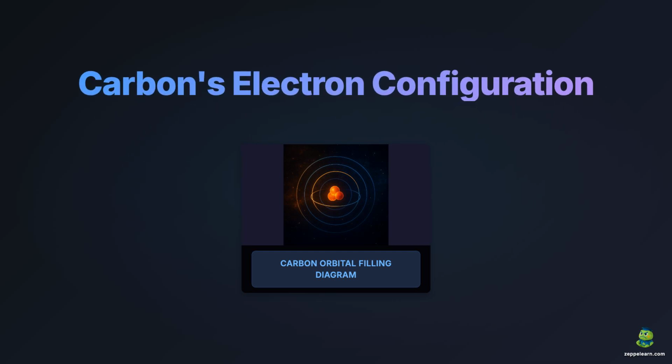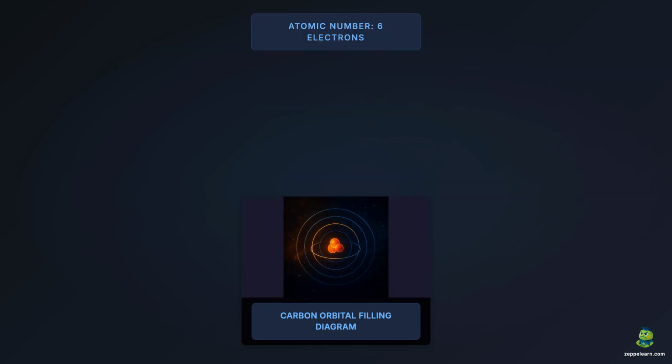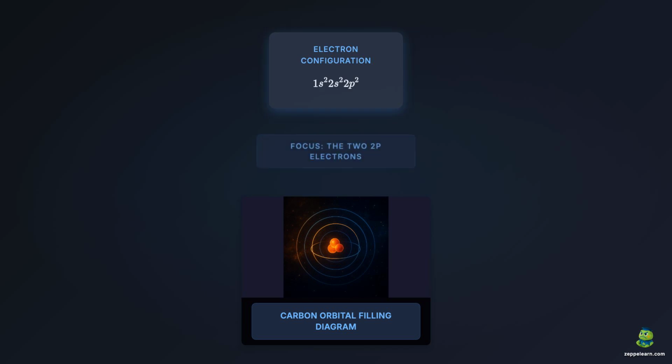First, let's establish carbon's complete electron configuration to identify where the 2p electrons are located. Carbon has atomic number 6, which means it has 6 electrons in its neutral state. Carbon's electron configuration is 1s² 2s² 2p², meaning 2 electrons in 1s, 2 electrons in 2s, and 2 electrons in 2p orbitals. We're specifically interested in those last 2 electrons that occupy the 2p orbitals.